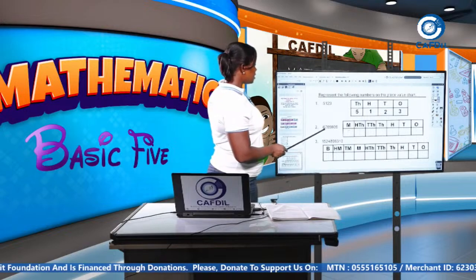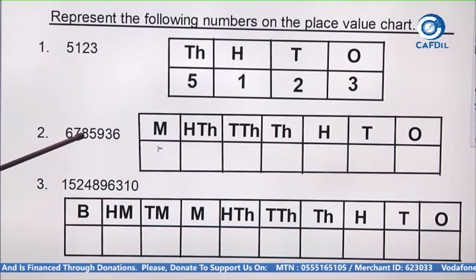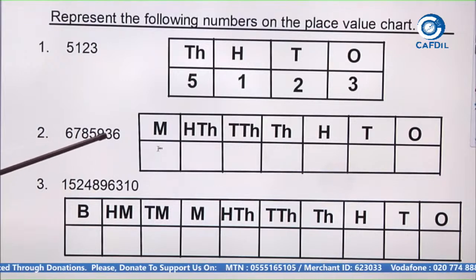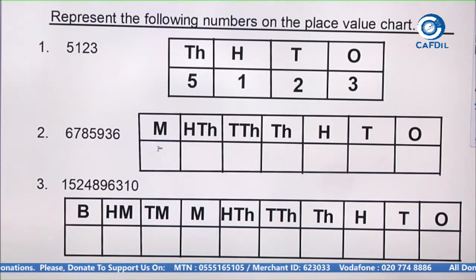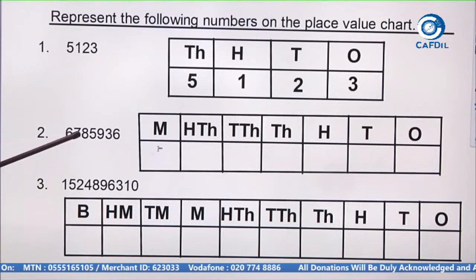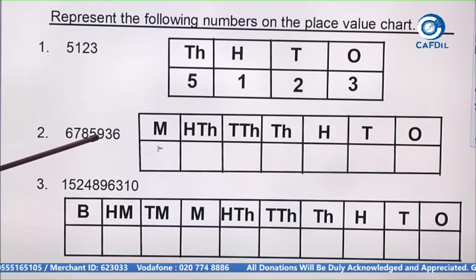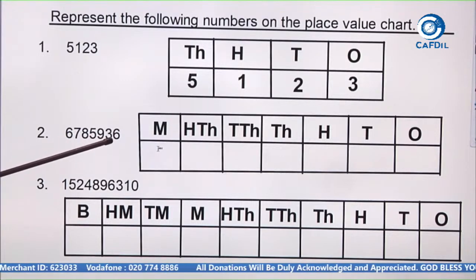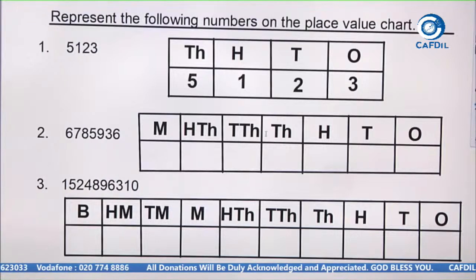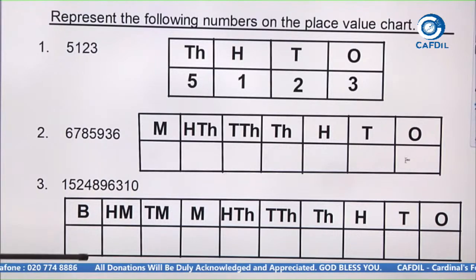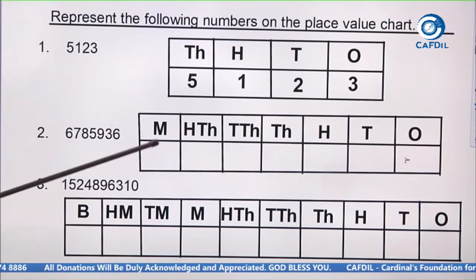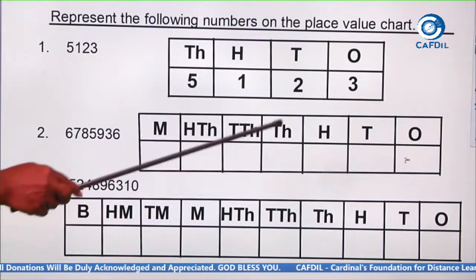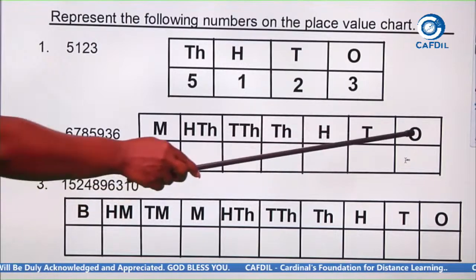We have 6,785,936. Let's count the number of digits that we have here. We have 1, 2, 3, 4, 5, 6, 7. It means we should create 7 columns.